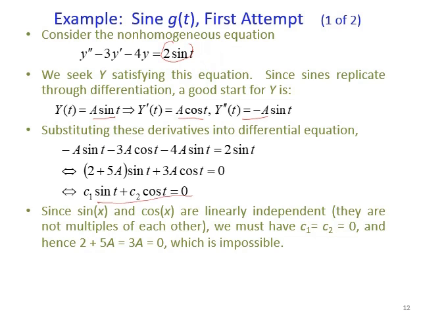By the way, sine here has a constant I will call c1, and cosine has a constant I call c2. This equation is correct if c1 and c2 are equal to 0. If we substitute them, we get 0, which is impossible. So this is not enough for a solution.